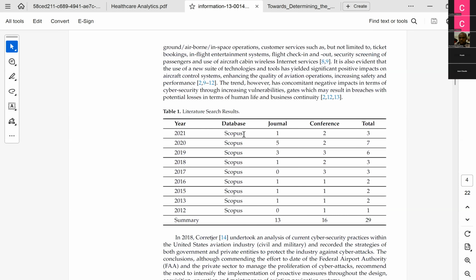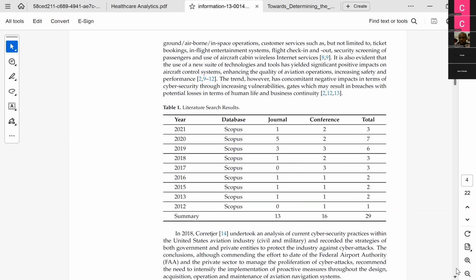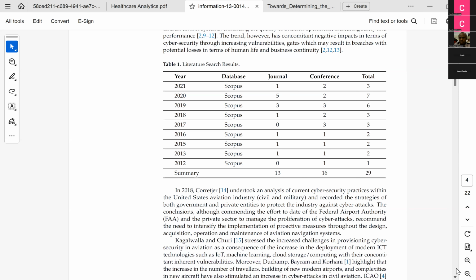In 2021, Scopus had 1 journal and 2 conference proceedings, a total of 3 in this area. In 2012, just for the Scopus database, there was no journal article on this area, but there was a conference paper on it. So that's just that.